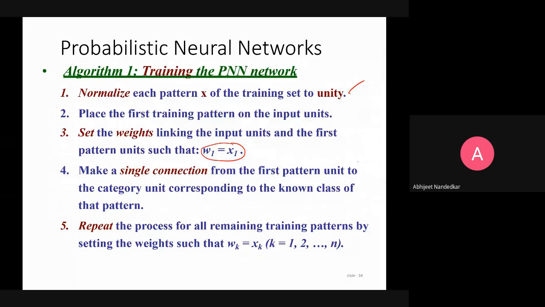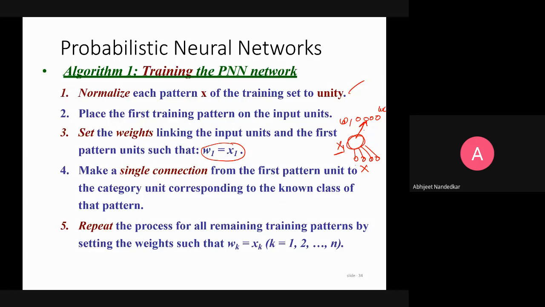Say this is your input X. You create the first node here due to the pattern X1, and these are your output nodes, say omega 1 to omega C. You just connect depending on the class of this X1. You connect the output of this node to the respective omega C.